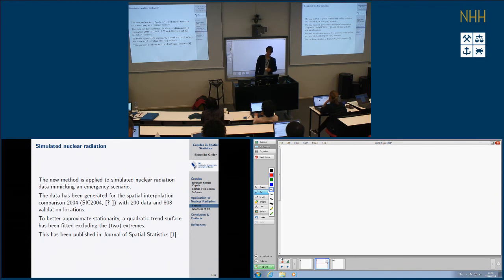As an example, there has been a spatial interpolation comparison in 2004 on nuclear radiation. We got a data set with 200 measurements, whereof 198 are all background radiation at a very low level, and two have been simulated to have an accident. Another question is, how does the surface of radiation look like if you have those two outliers? Of course, you could do kriging to get the surface of it, but the surfaces will look very much different depending on the technique and depending on the dependence structure that you use.